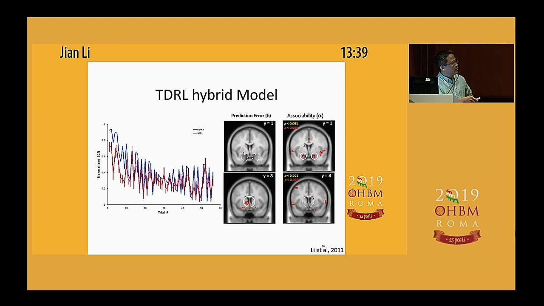By fitting the model to people's skin conductance, usually they get a reasonable fit. And then you go to the brain, and you find prediction error seems to be located in the ventral striatum, and the dynamic learning rate seems to be associated with activity in the human amygdala.